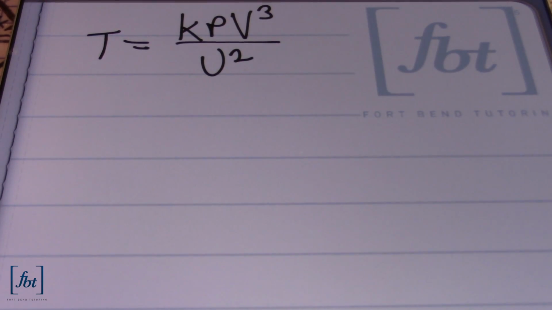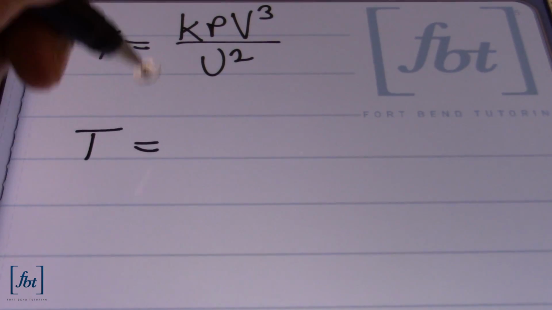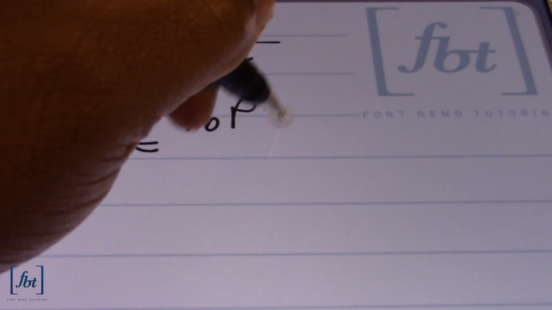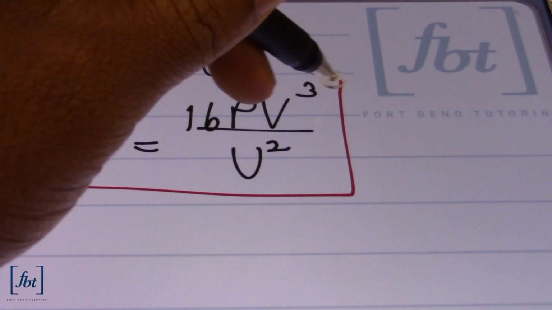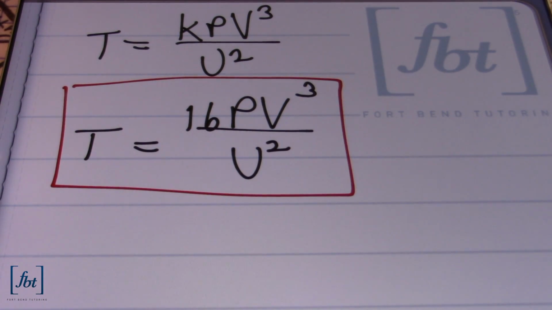So using our setup, we'll be able to write our variation equation once we replace this value of k with 16. So I'll be rewriting this as t equals 16pv cubed divided by u squared. And here we have our variation equation, and I'm putting a red box around it. And that completes part A.